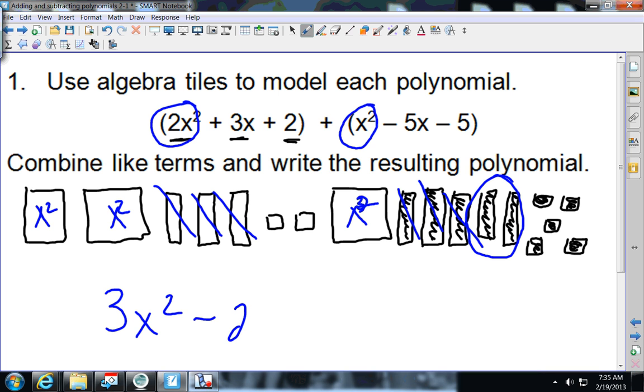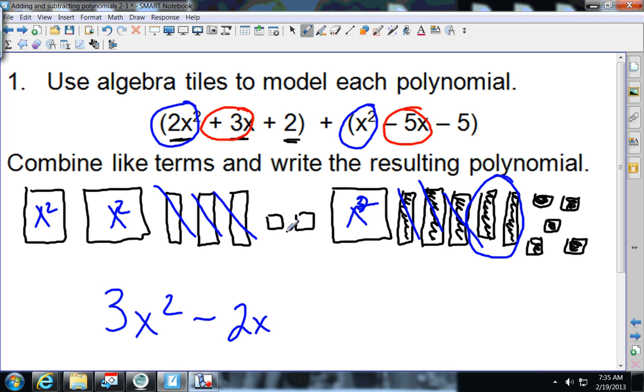So minus 2x. Well, that makes sense because I've got 3x minus 5x. Well, what's 3 minus 5? Negative 2. So then the last bit I have, where'd it go?